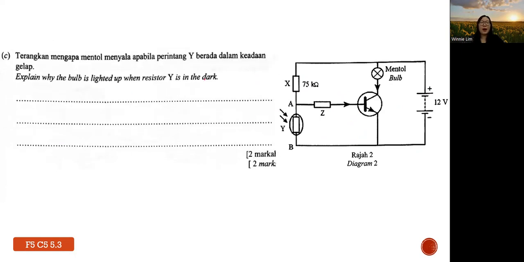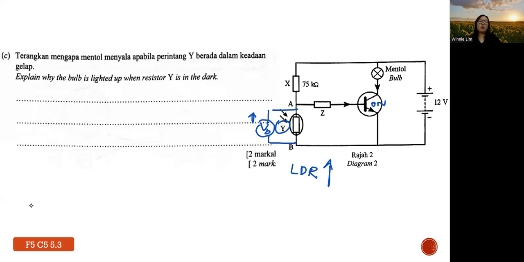Then C. Explain why the bulb lights up when the resistor Y is in the dark. For information, this resistor Y is also called a light dependent resistor, LDR in short. It has high resistance when dark, but in the daytime the resistance is low. If the resistance here is high, that means the voltage, or the base voltage in short, will be high as well. When it is high enough, the transistor is in the on state. Then it allows the collector current to flow. That's why the bulb will light up.